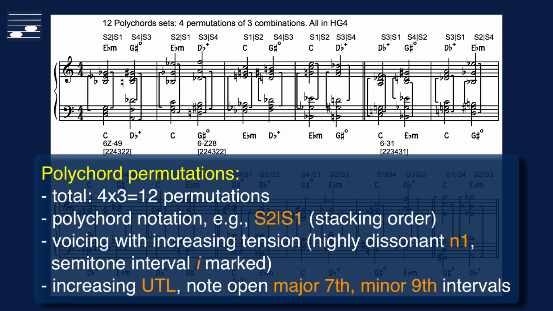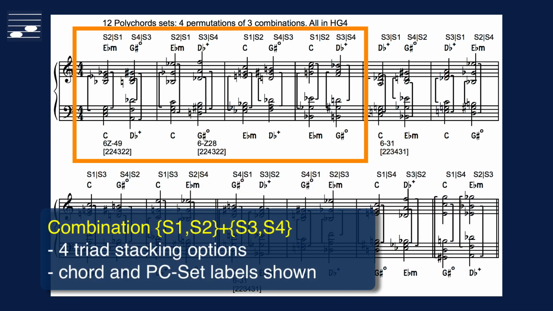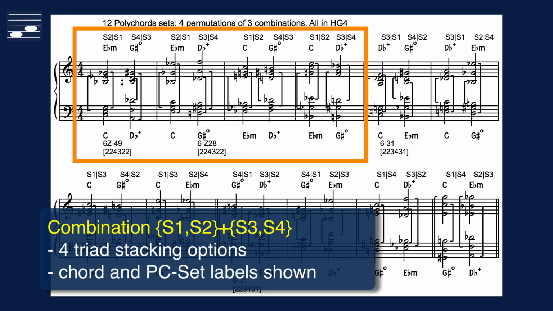The voicings demonstrate somewhat increasing UTL tension levels by careful dissonance distribution over the chord structure. We start with the 4 polychord permutations of the first hexachord combination. The staff shows the chord and pitch class set labels.